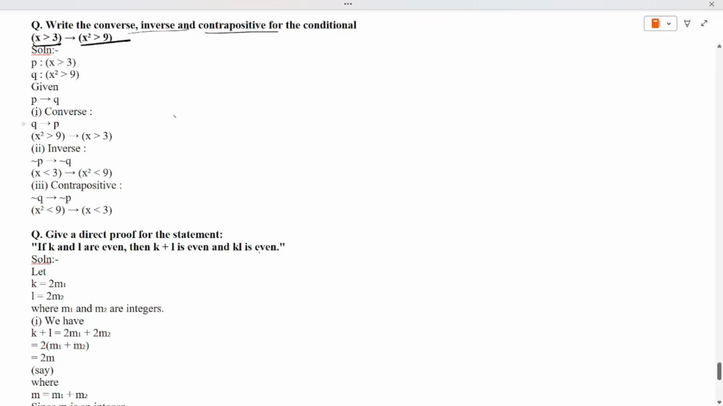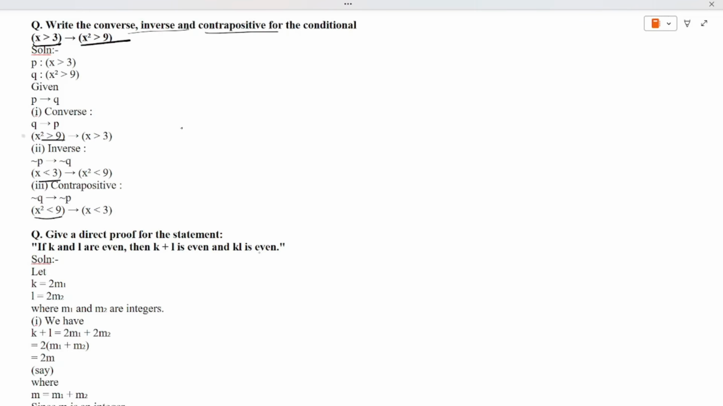Okay, now what you will do? x square greater than 9, x greater than 3. Just you will interchange this. What is inverse? You will be putting negation. That is x greater than 3, it's there, you will make less. x square greater than 9, it's there, you will make less. Contrapositive means what? Converse and inverse you will both combine. See here it is x square greater than 9, right? But inverse is what? Less than.